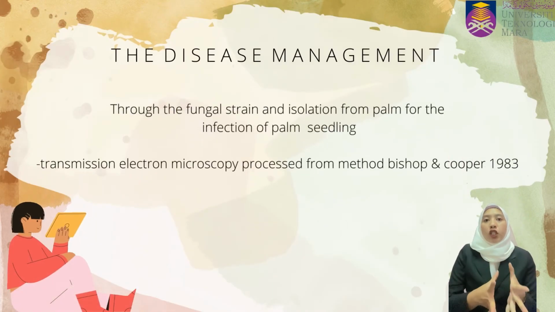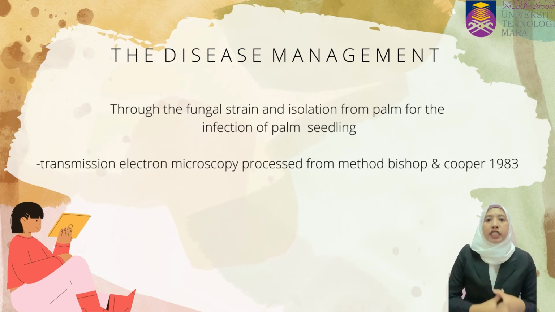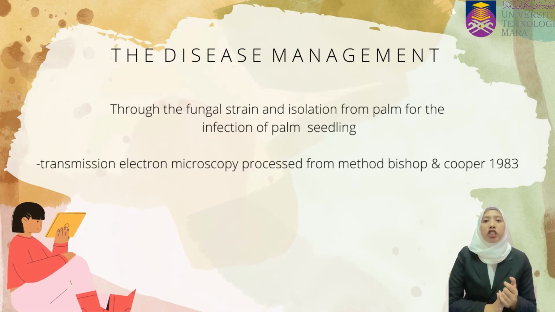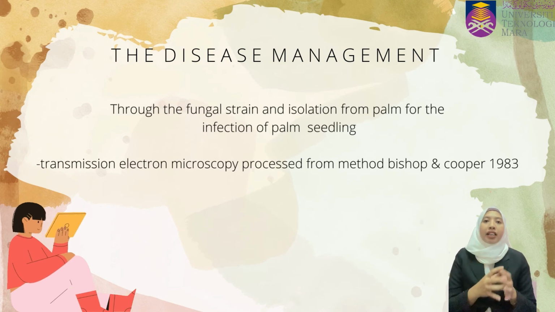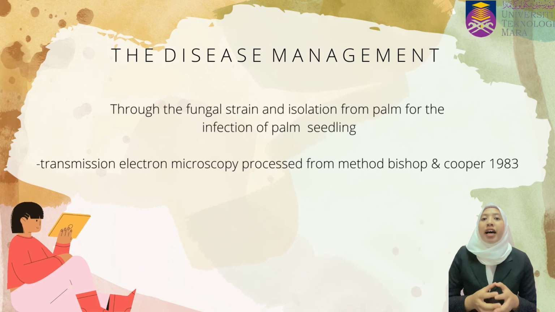Throughout the method to control the basal stem rot is by fungal strain and isolation from palm for the infection of palm seedlings. Next is through random felling of matured palm infections in the field. Then is transmission electron microscopy when the samples were collected from representative tissues and processed from the method of Bozzola and Russell 1983.